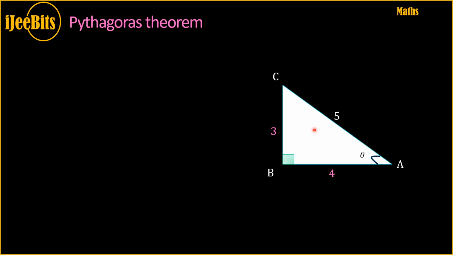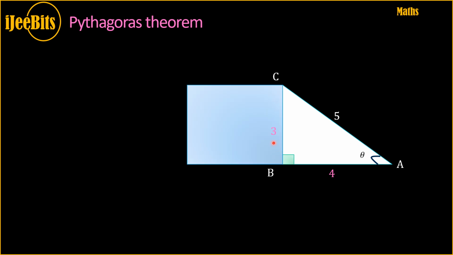So assume I have 3 sides given. The opposite side is 3 units, the adjacent side AB is 4 units, and the hypotenuse is 5 units. What I will do is try to construct a square using these lines. If I say 3 units is one side of my triangle, making use of this 3, I can construct a square like this, right?